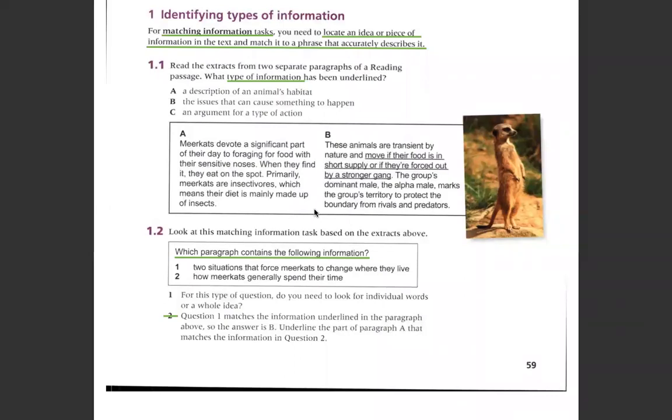Okay, if you just arrived, I'll say that again. I'd like you to just read this part of the sentence here that's underlined. And then I want you to look at the options A, B, and C. Type A, B, or C in the chat box for what type of information this underlined section is. "Move if their food is in short supply or if they are forced out by a stronger gang." So we're talking about this animal, meerkats. So this sentence, is it a description of their habitat, where they live? Is it issues that cause something to happen, or is it an argument for a type of action? Please type A, B, or C in the chat box now.